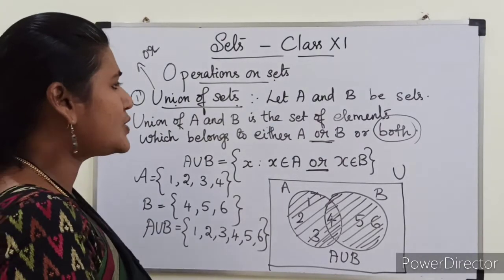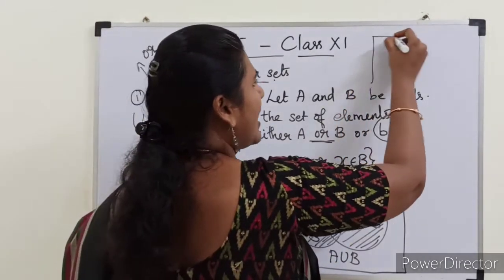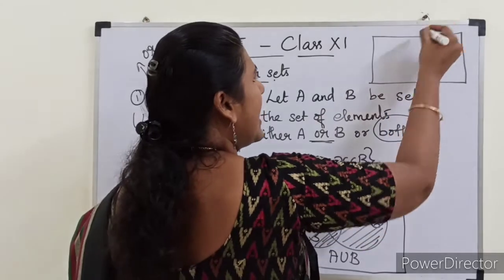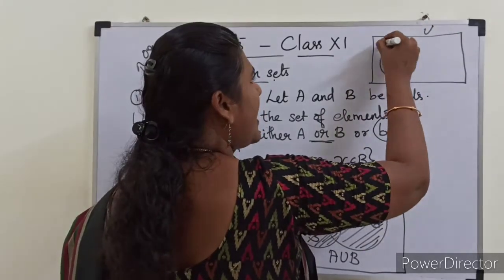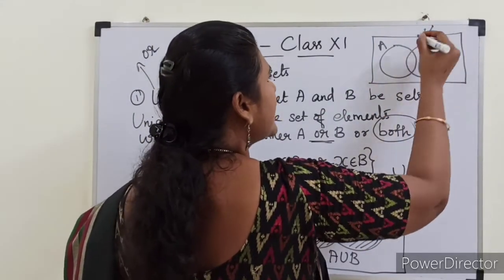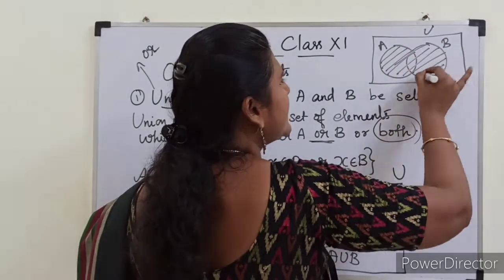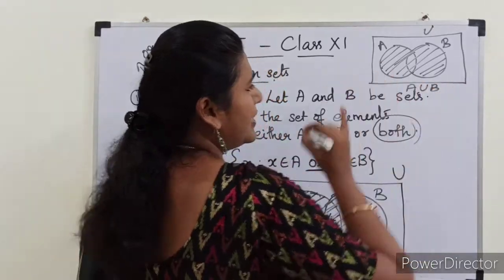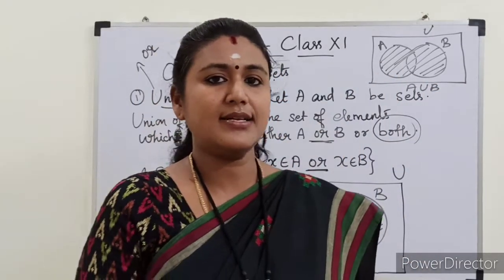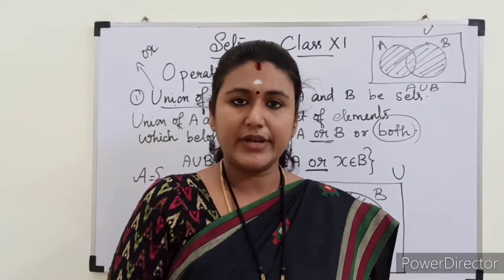So if you have two sets, how to represent it? If you have a universal set U and A and B are two sets, then this region is A union B. So this is how we will represent the union in a Venn diagram.